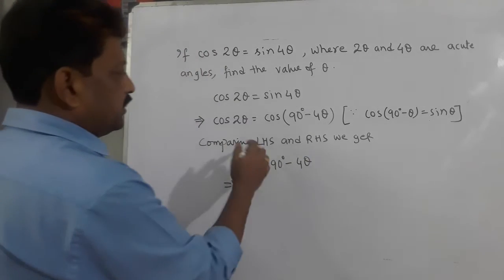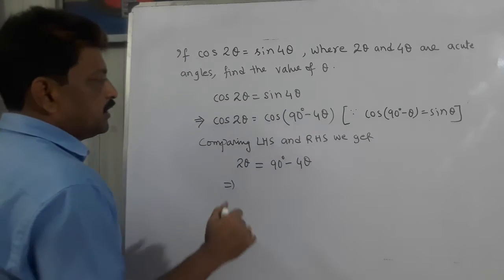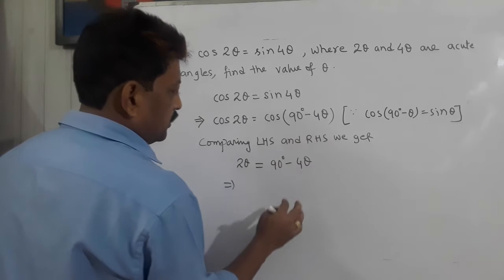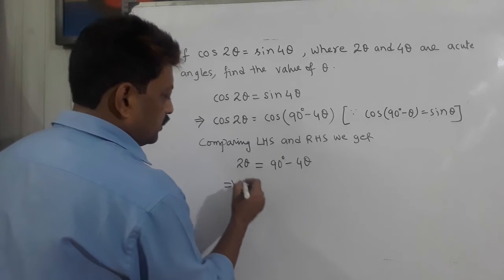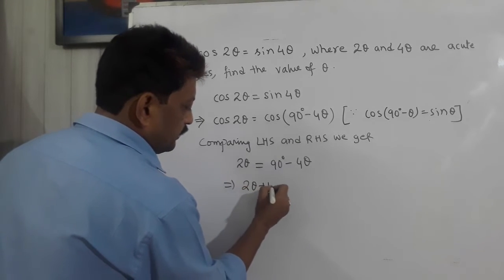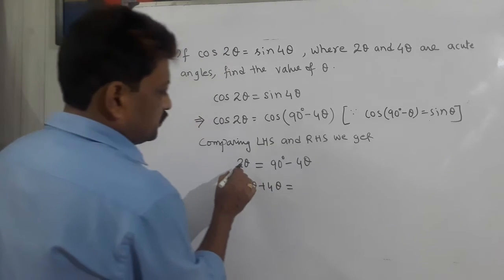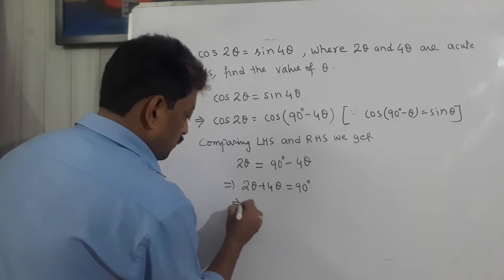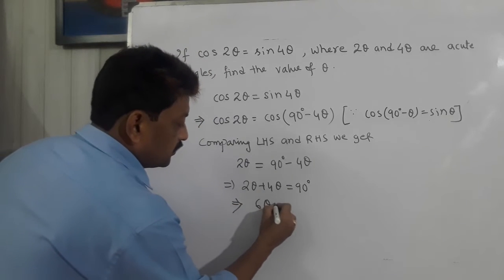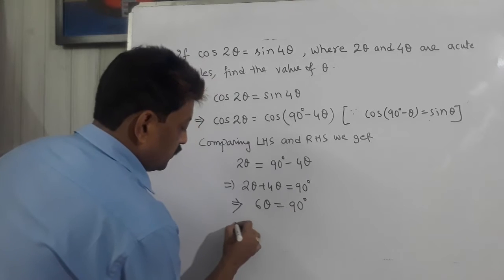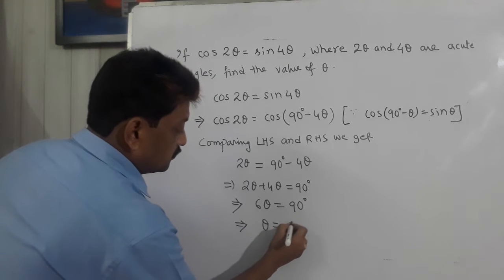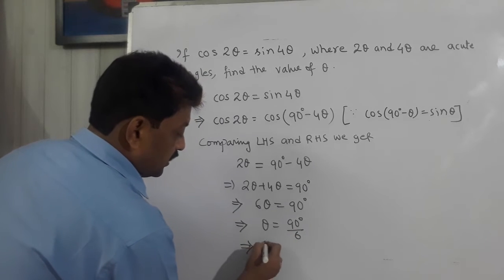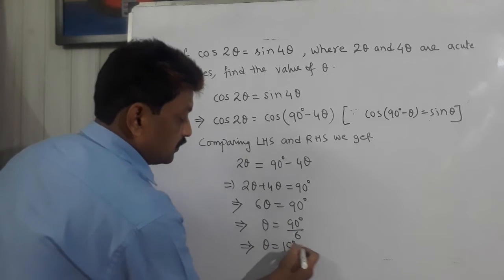By comparing, the cos and cos are eliminated, therefore the angle part remains, that is 2 theta equals 90 degrees minus theta. 4 theta will come to the left hand side, so it will become 2 theta plus 4 theta equals 90 degrees, or 6 theta equals 90 degrees. That means theta equals 90 degrees by 6, or we can say that theta equals 15 degrees. This is the answer.